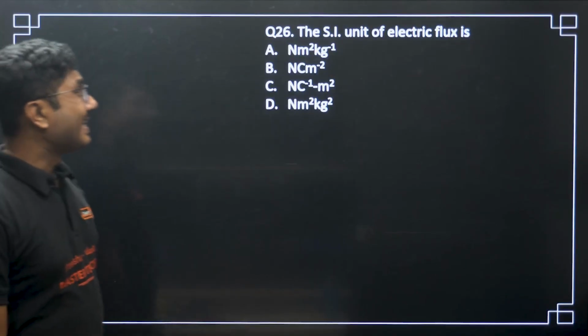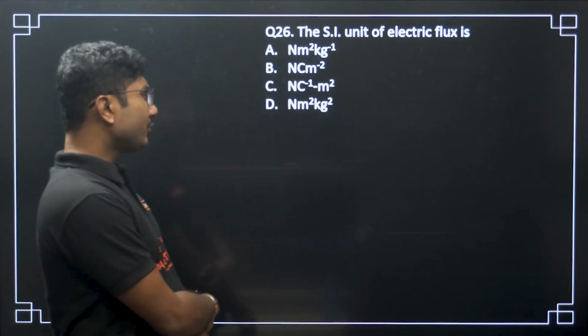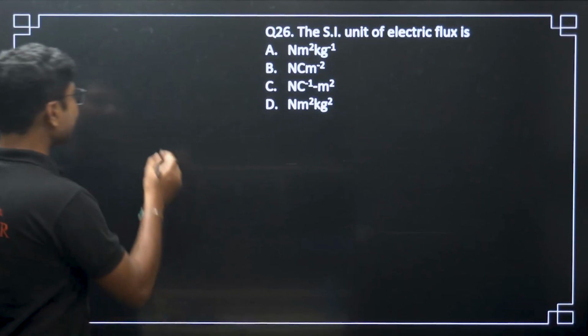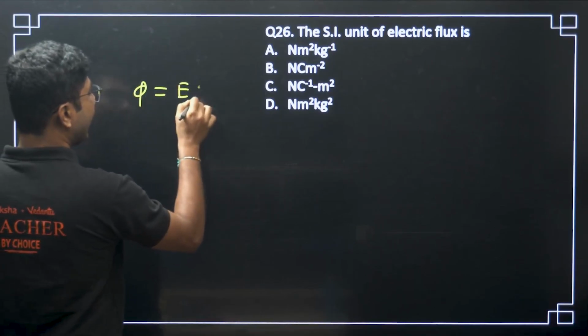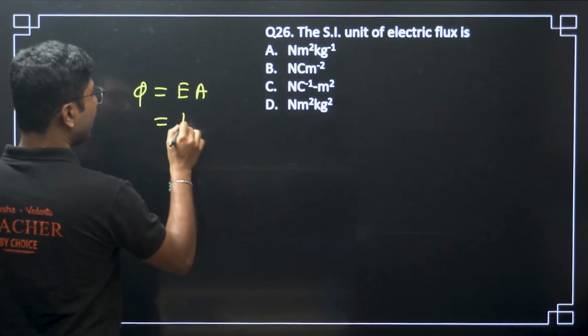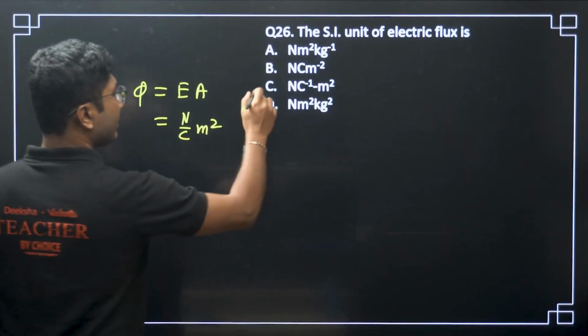The SI unit of electric flux is, as I said, E into A, so it is Newton per Coulomb meter square. So this is the answer.